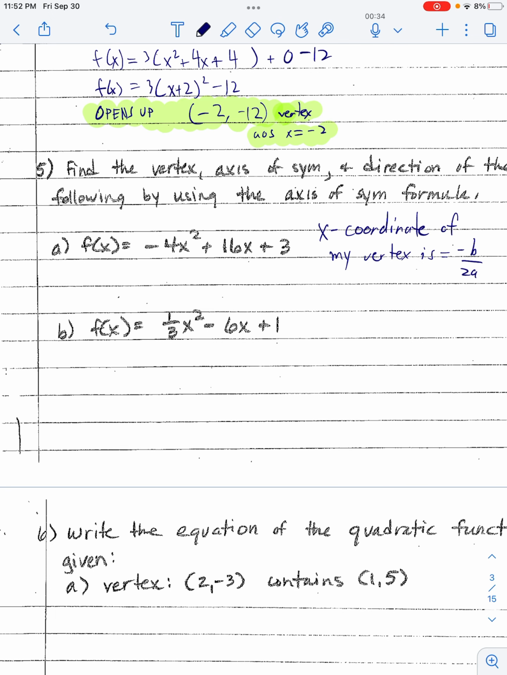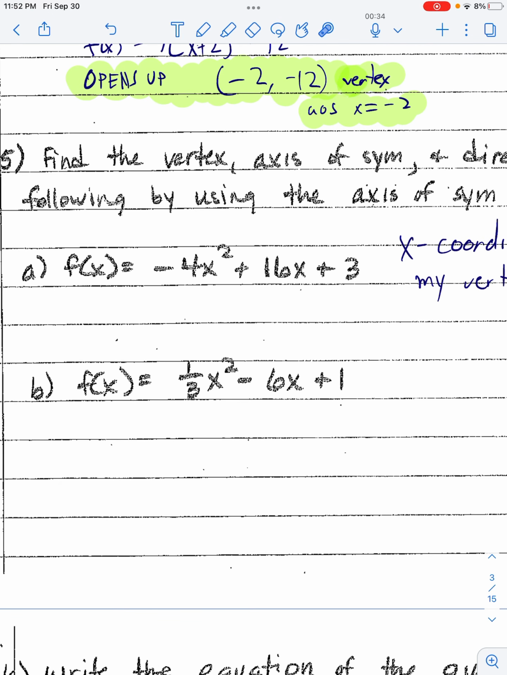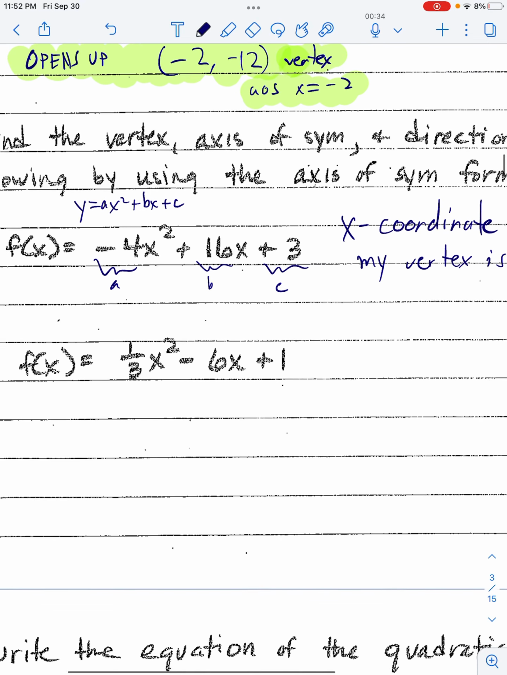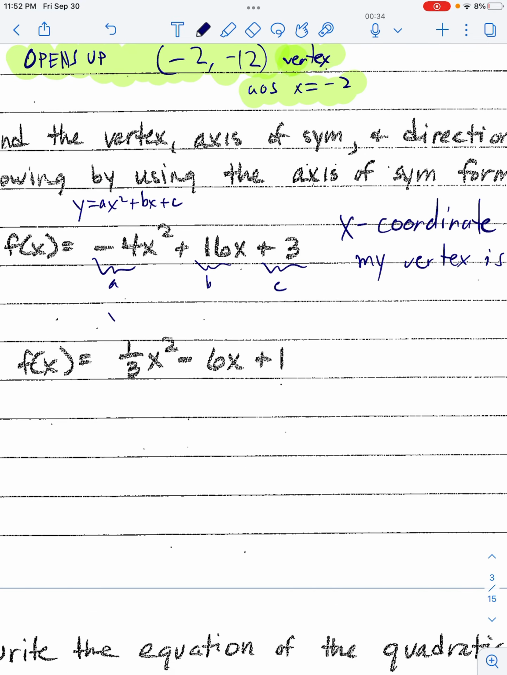What's a and what's b? Recall, this equation's in standard form, or the form y equals ax squared plus bx plus c. So we label the number in front of my x squared as a. I label the number in front of my x as b. And I label my constant term, or the term with no variables, as c.